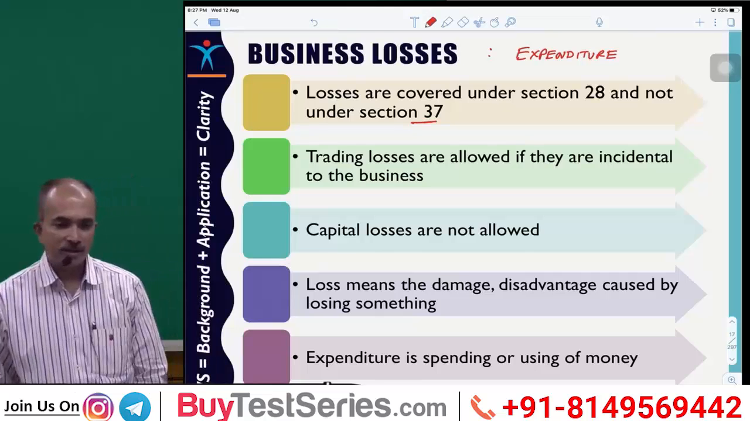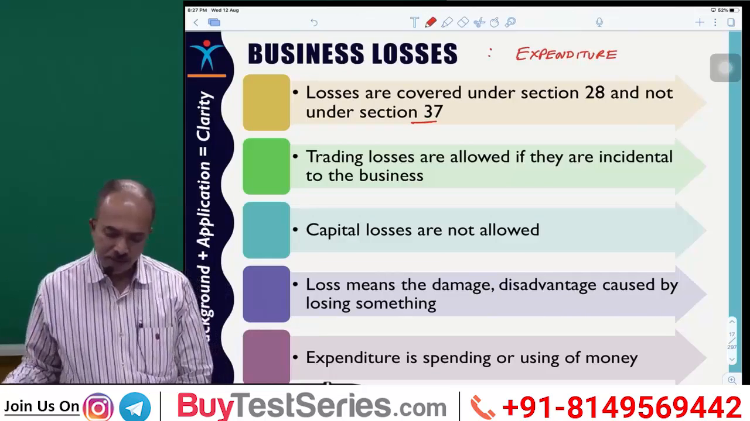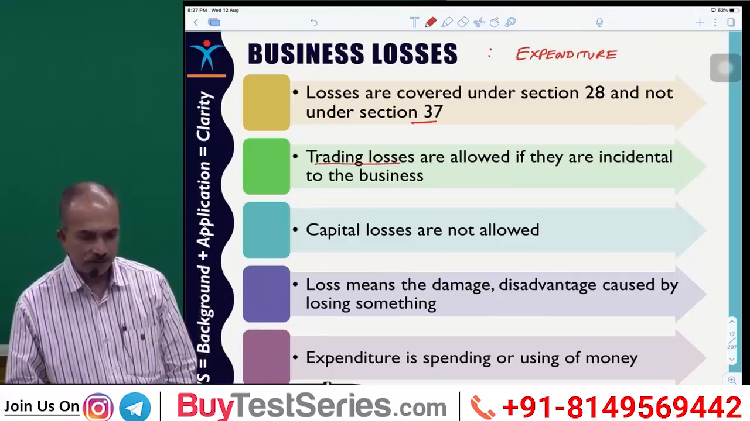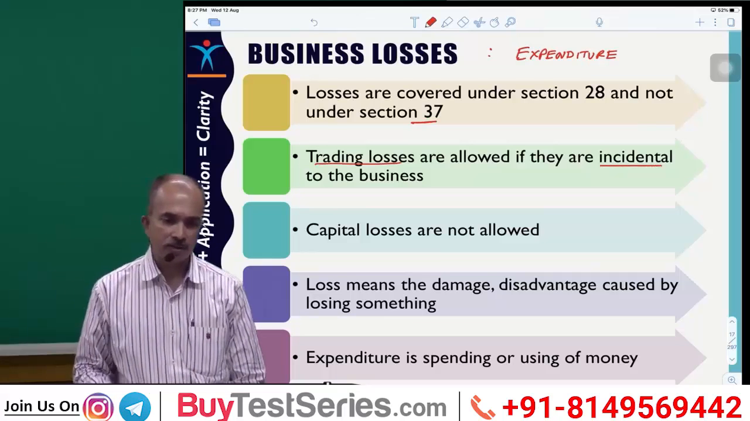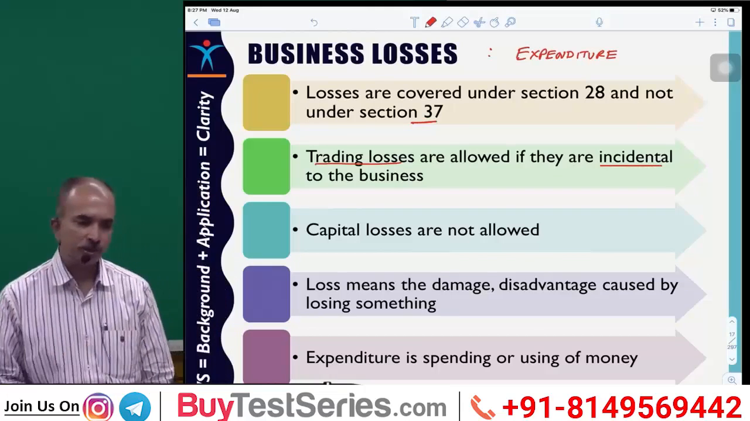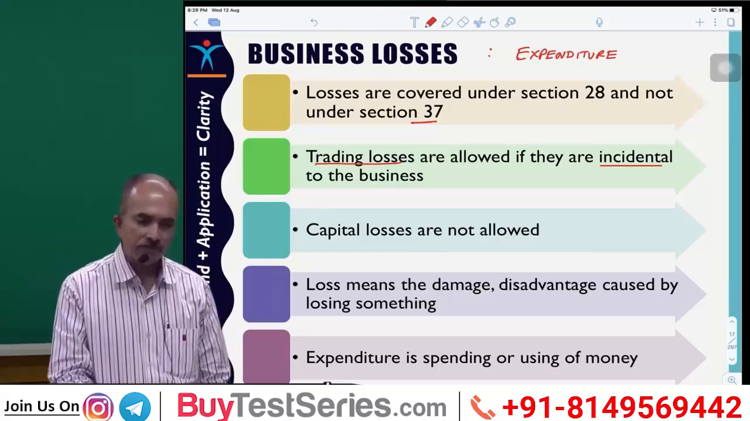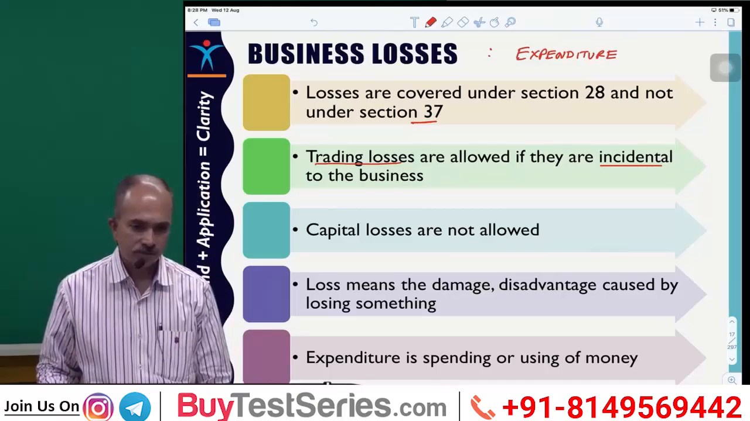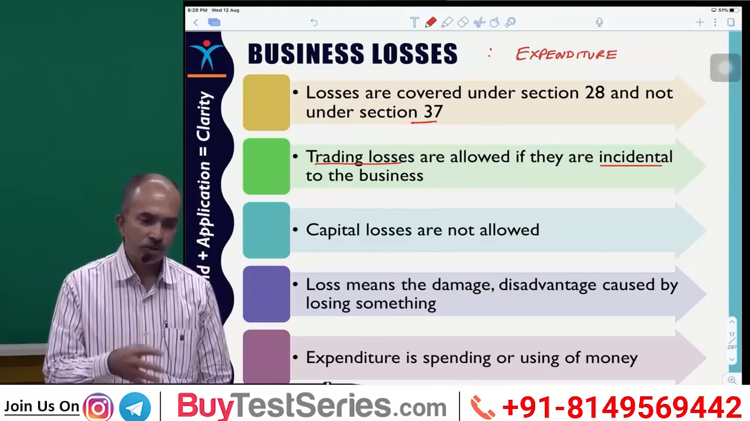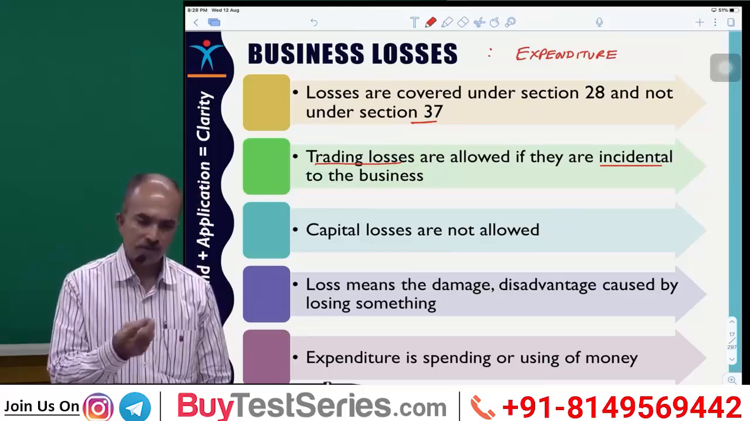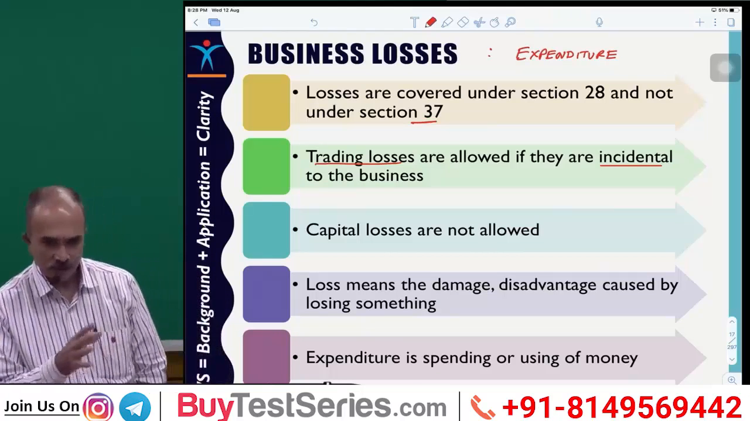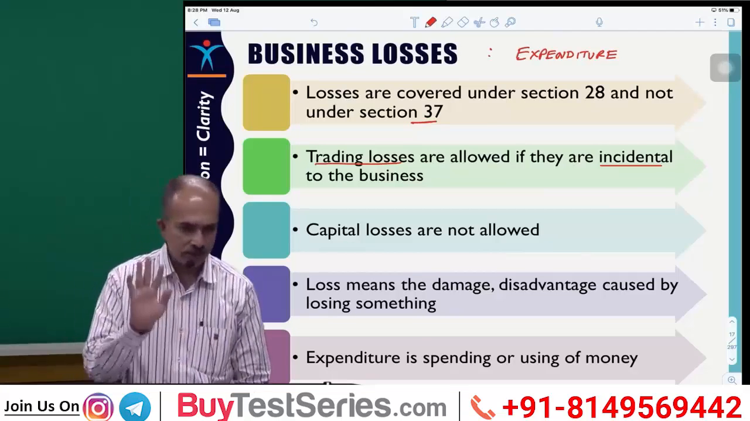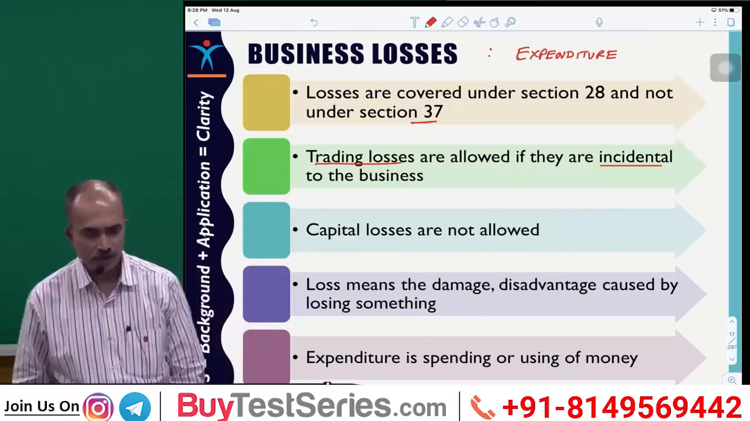Now, if there is a loss in business and it is a trading loss which is incidental to your business, it will definitely be allowed. As I told you example, situation 1, I have sold my goods at lower than cost. Situation 2, during your business, आपके one of the staff members ने stock या cash की चोरी की, incidental to business, yes, definitely will be allowed.